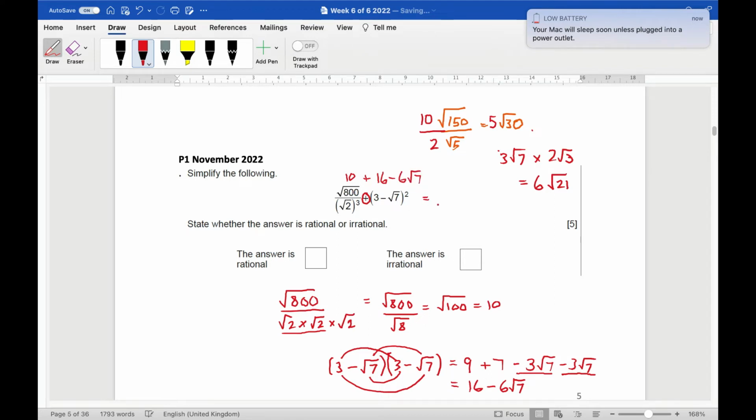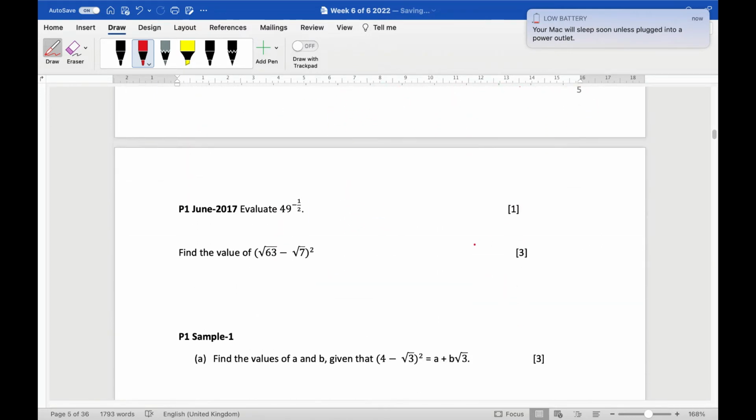So simplified, I can add my numbers, but what I can't do is do anything with those square roots, which remain in the answer. So the answer still contains a surd. So the answer is irrational.